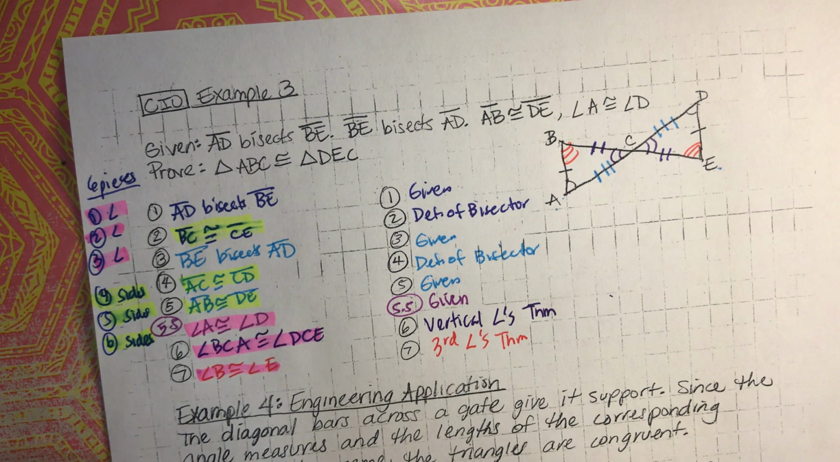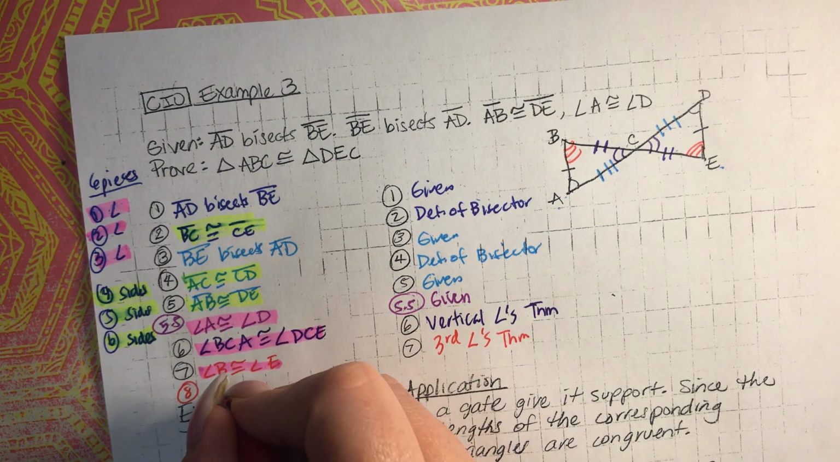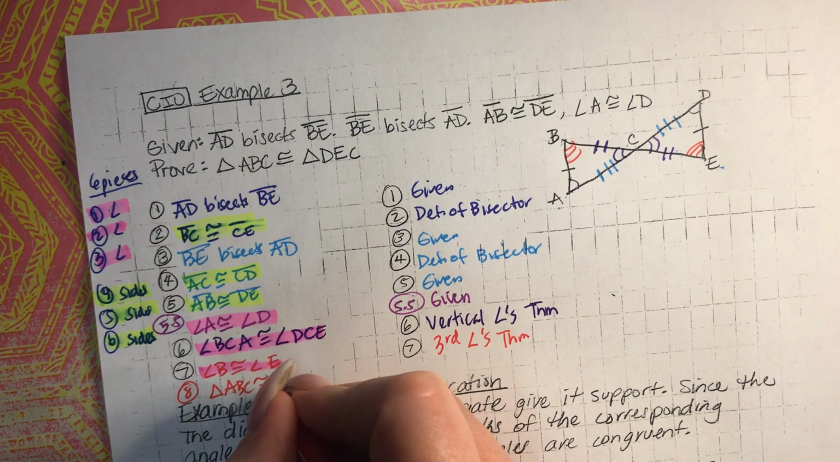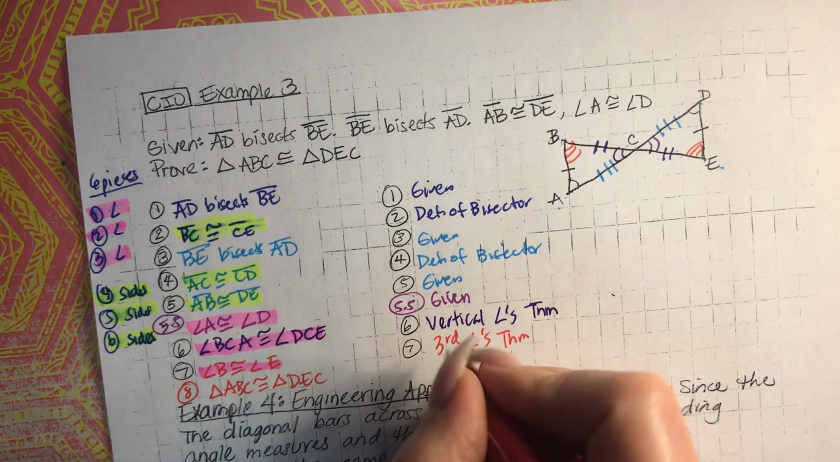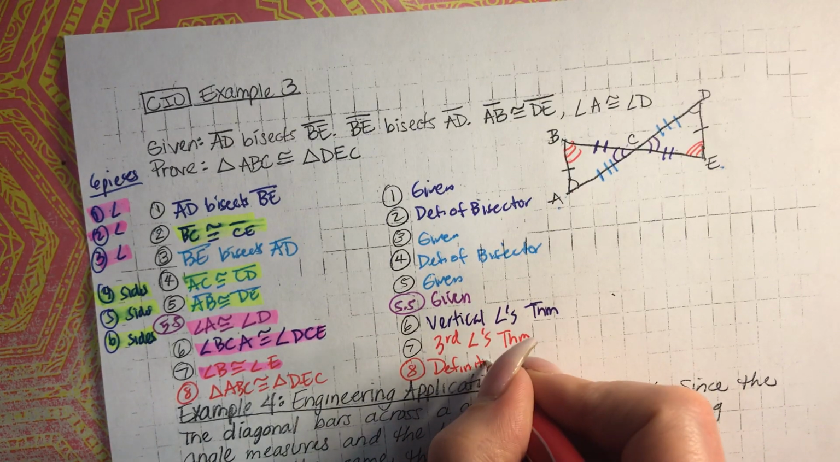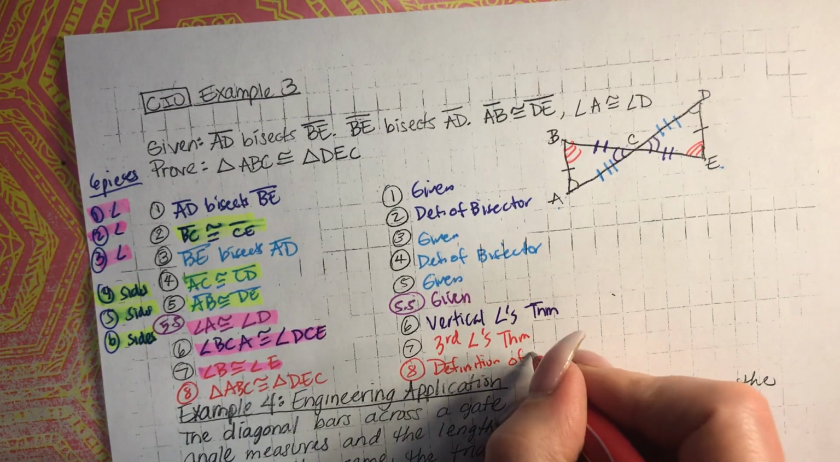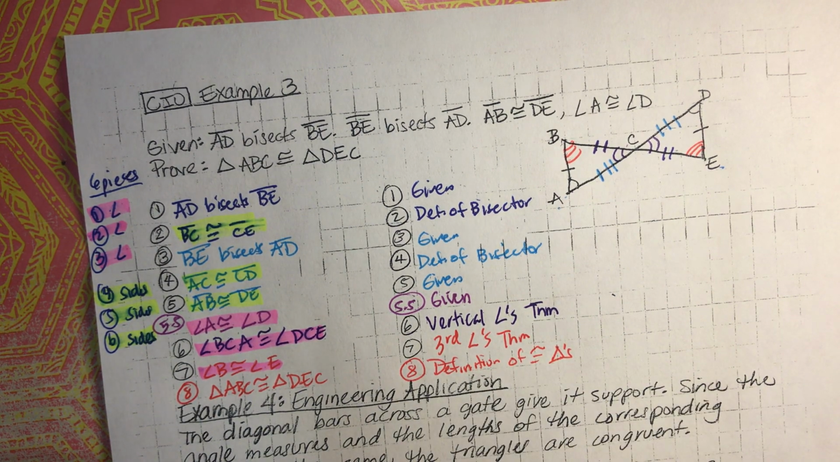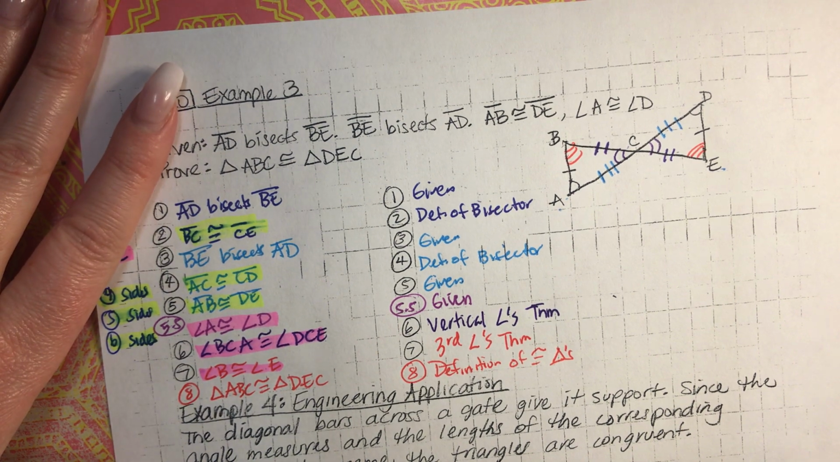So now we know that it is time to say that triangle ABC is congruent to triangle DEC because of the definition of congruent triangles, which just says, hey, if you have all three angles that are the same and all three corresponding sides that are the same, then those triangles must be the same. All right, that is it for example 3. We'll see you in a little bit for example 4.